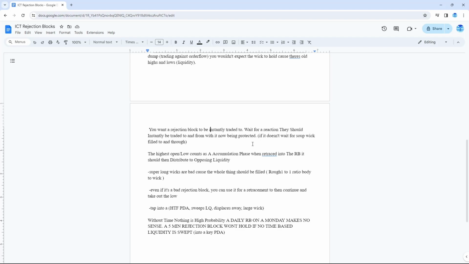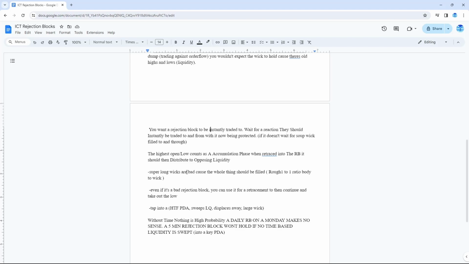And if we don't have a good rejection block, we want to wait for the soup with the wick being filled to and through. The highest open or low counts as an accumulation phase, and when retraced into the order block, it should then distribute towards opposing liquidity. As we said with the previous example, along with order flow, super long wicks are bad because they want to be filled all the way to and through.